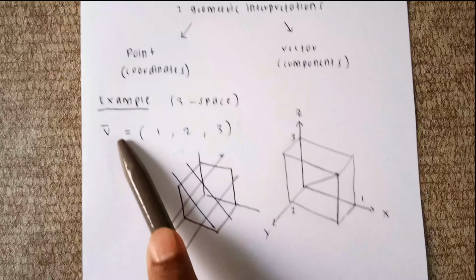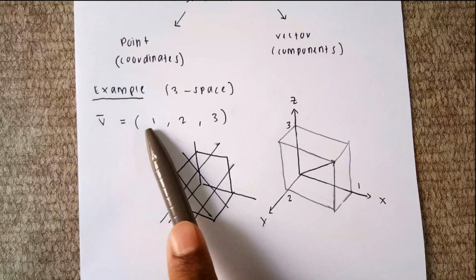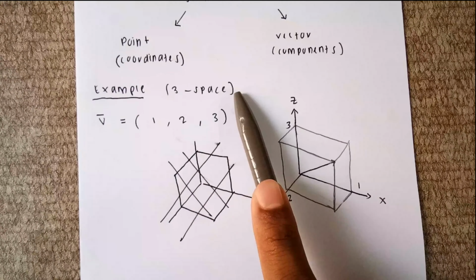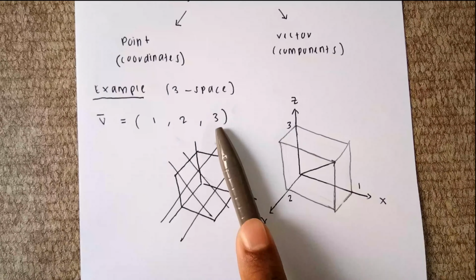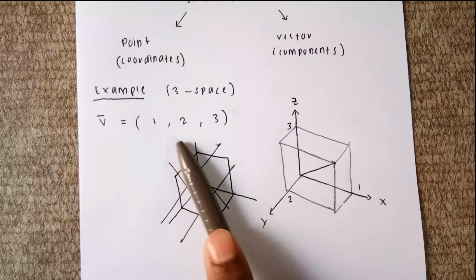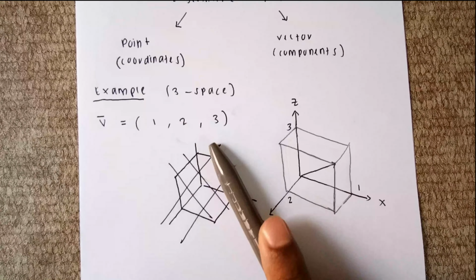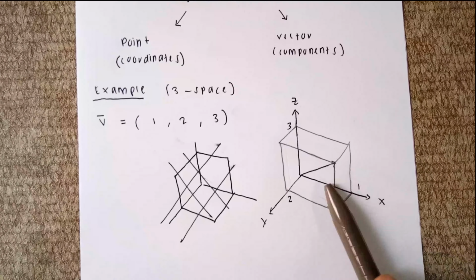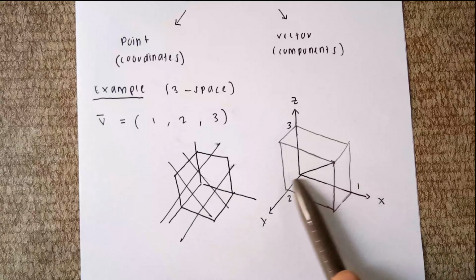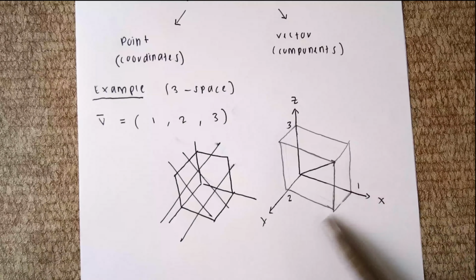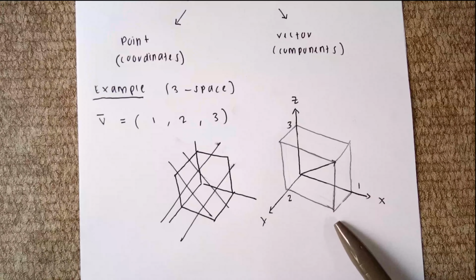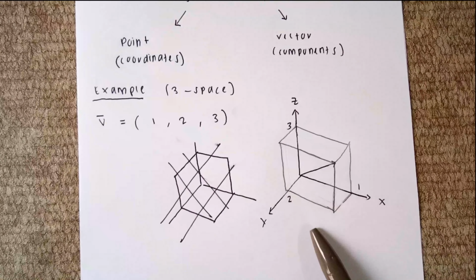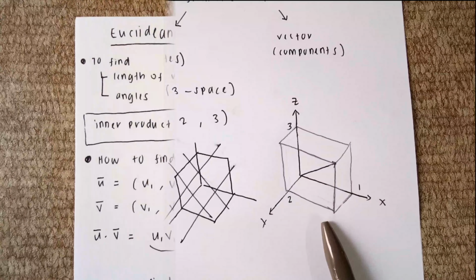So here we can see that v bar equals 1, 2 and 3. When it is 3-space, of course it has three components here, and when it has three components, of course it will be a volume. We can show the volume by drawing the graph here. This is the vector v right here, and here the length is 2, the length here is 1, and the height here is 3. Based on this vector, we can form this kind of shape.